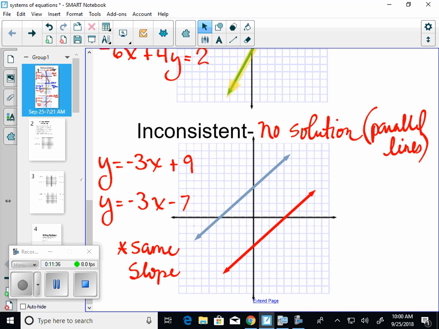Parallel lines are inconsistent. There's no solution because it doesn't matter how far out you go, they'll never cross. So independent, dependent, inconsistent. Questions? One solution, 1,357,000 solutions plus one, and no solution.